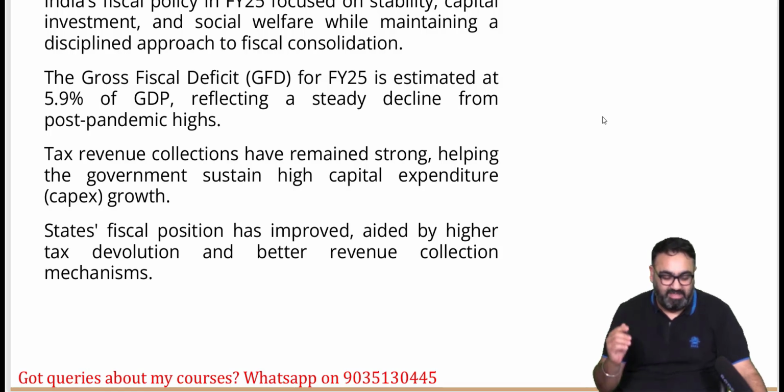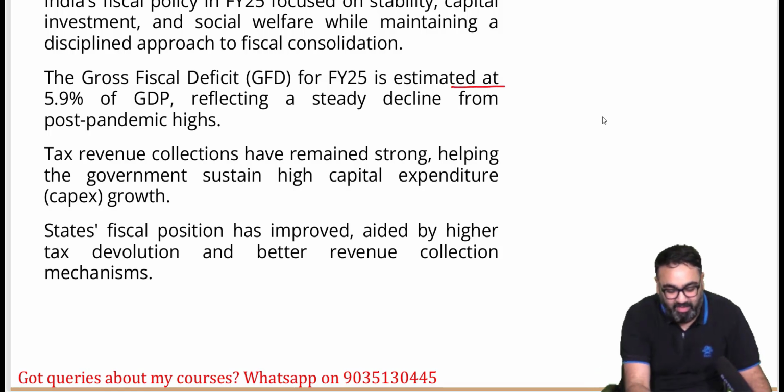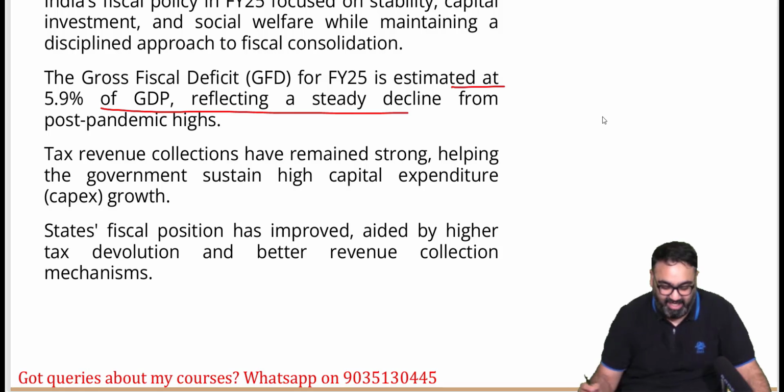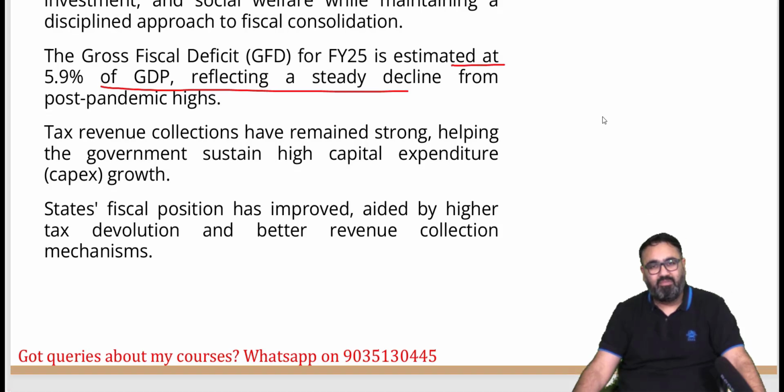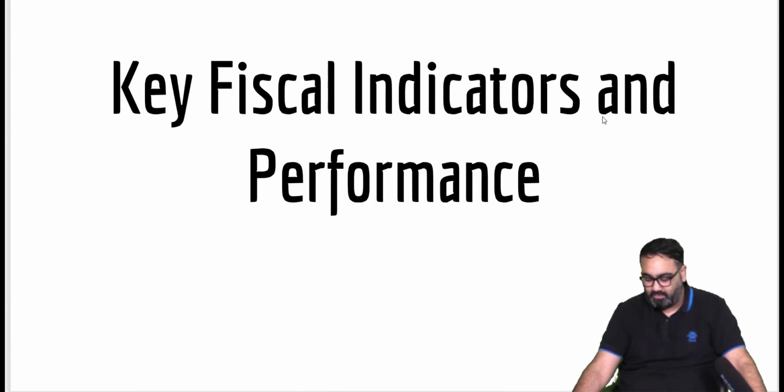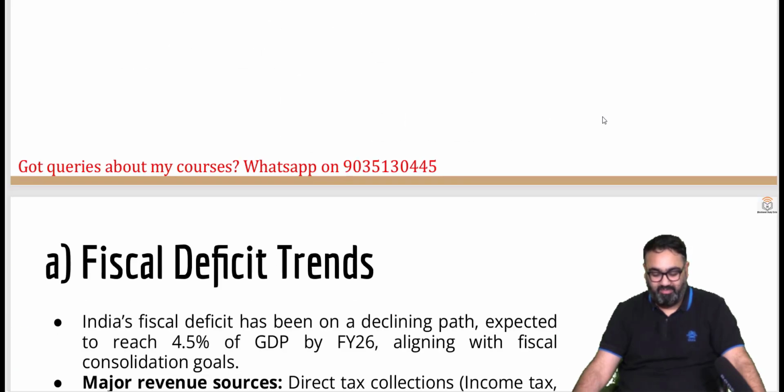In this year, the gross fiscal deficit is estimated to be 5.9% of the GDP. Now, we do have a law about it as well. The FRBM Act says that we should bring it to 3 to 3.5% of the GDP. So, it's a long way right now, but we are going in that direction. So, let's see what fiscal indicators this chapter quotes one by one.